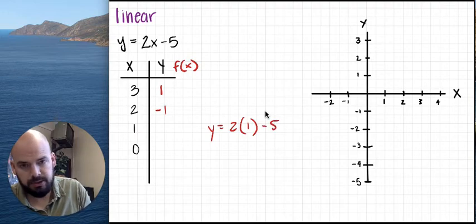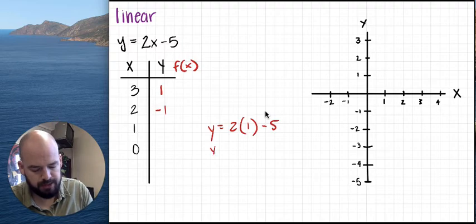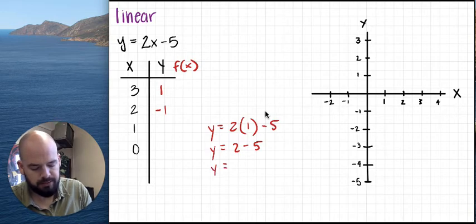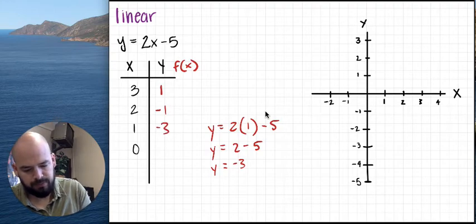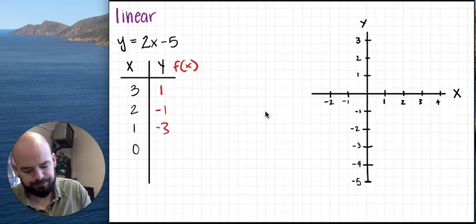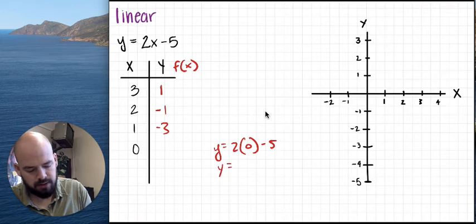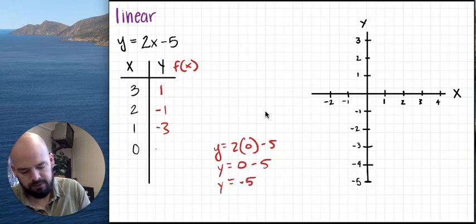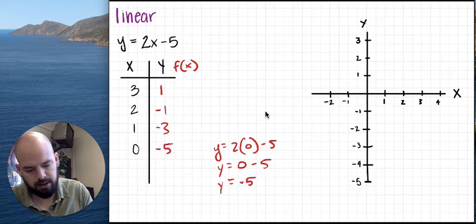You'll notice the first step is always just rewriting the equation and substituting your input for x. 2 times 1 is 2. I bring down the minus 5. Continue to simplify. And y now equals negative 3. So I put negative 3 in my output column. The last one, y equals 2 times 0 minus 5. Y equals, well, anything times 0 is 0, minus 5. And 0 minus 5 is negative 5. So I'll put that into my output column.